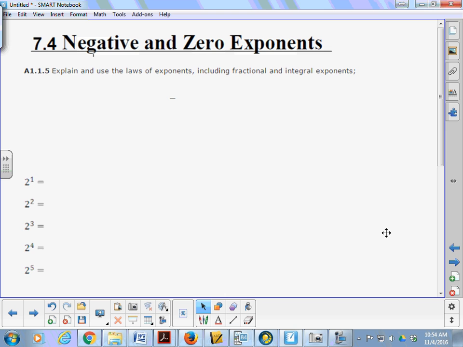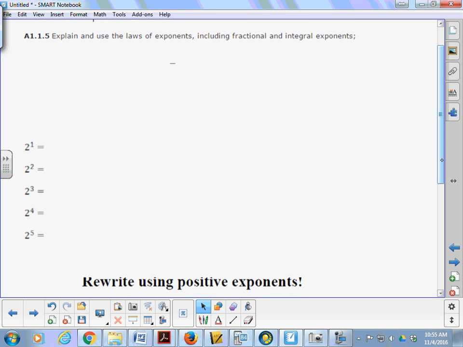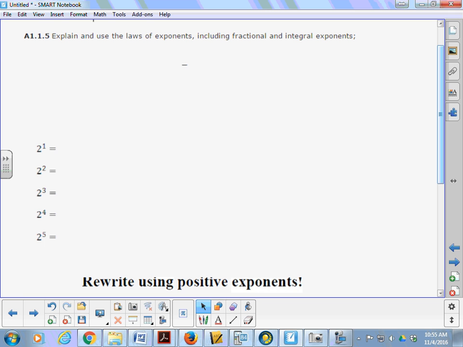Today we're going to talk about negative and zero exponents, which is another part of the laws of exponents. We've been working with multiplying and dividing them yesterday and the power rule. So today we're going to look at negative and zero exponents and how they work into things. First of all, to explain these, we're going to take a look at 2 raised to a power and how that applies to negative and zero exponents.